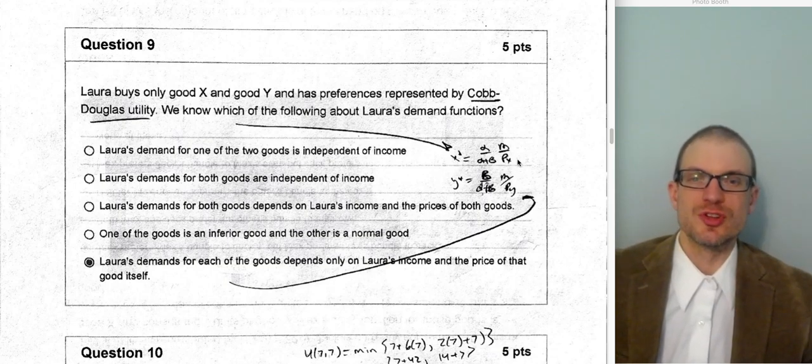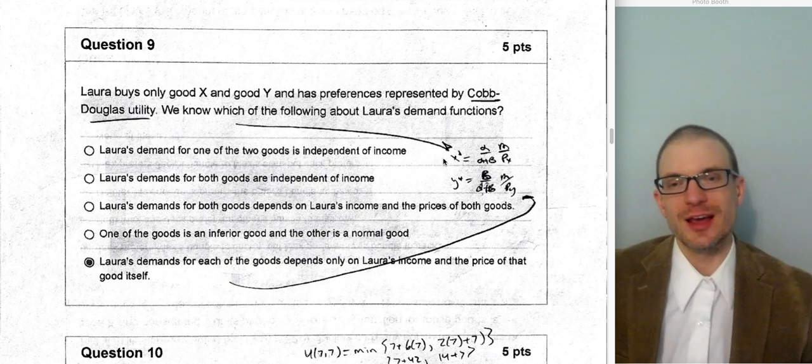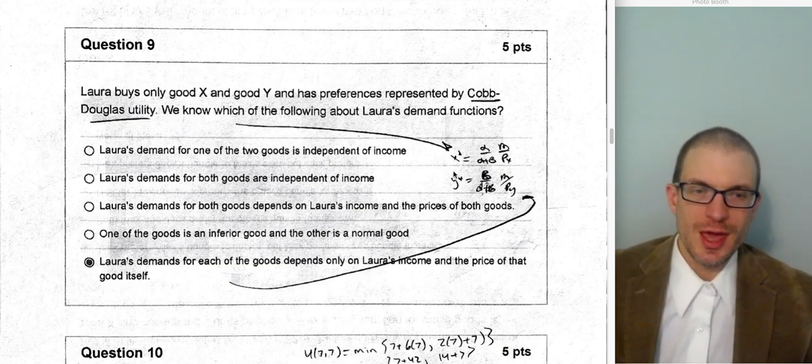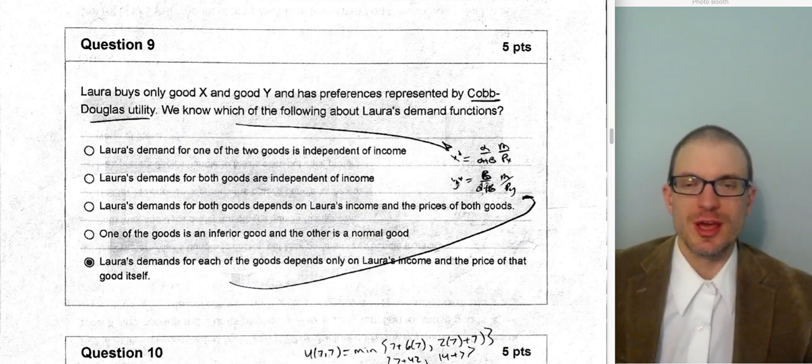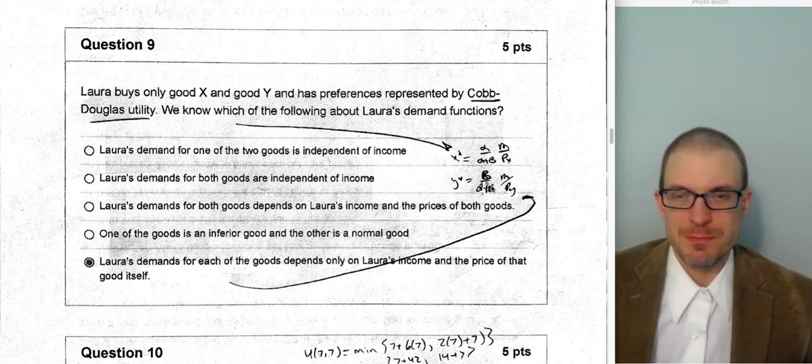To get expenditure, we just multiply through by px. We'd write this as px x star is equal to alpha over alpha plus beta times m. And Laura's expenditure on good Y is going to be a constant share of Laura's income. It's going to be py y is Laura's expenditure on Y, and then beta over alpha plus beta m would be that share.